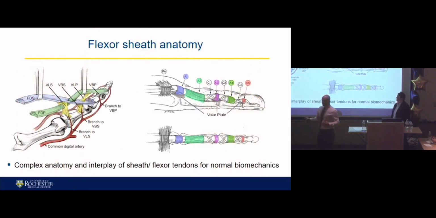I'm not going to go through all the anatomy of the finger. This is just simply to show you that it's complex. Every finger has two tendons that are interweaved, and these are held down to the bone with a system of pulleys. And this complex anatomy and interplay of the sheath and the flexor tendons is vital for normal biomechanics. Any injury that might disrupt this fine balance can lead to adhesions and stiffness and disability.